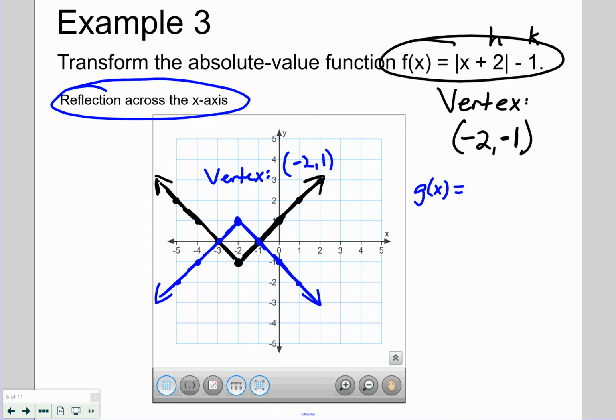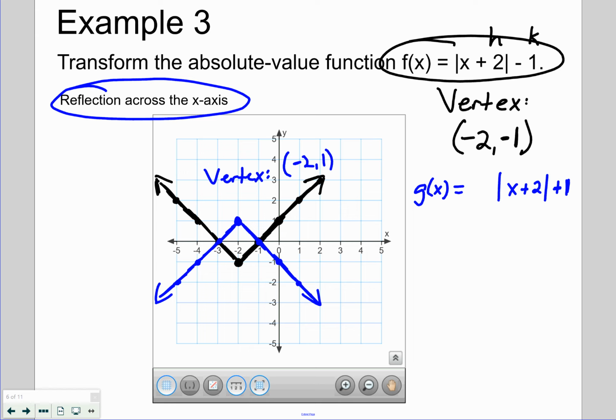So watch how I write it. Ready? x plus 2, plus 1. Let me show you why I chose those. We said the x value was negative 2, so when I put it inside, I need to think opposite, and then the positive 1 is just exactly how it would be, plus 1.